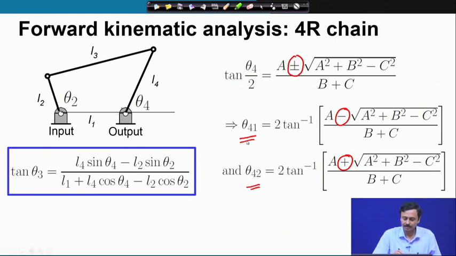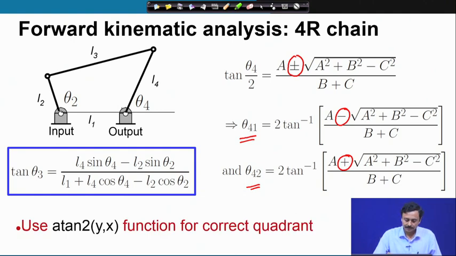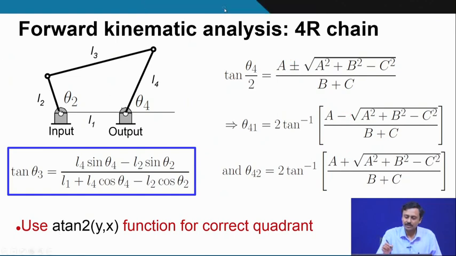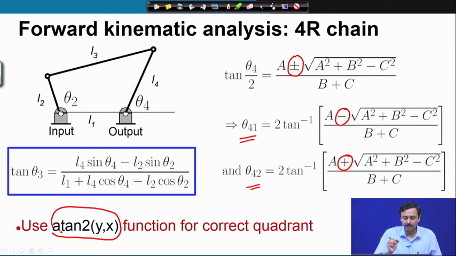So, once I have theta 4 1 and theta 4 2, I can solve for theta 3. So, for these two solutions, theta 4 1 and theta 4 2, I have two solutions of tan theta 3 or theta 3. Now, for inversion of tan, to get the correct quadrant of the angle, you need to use this function atan2. This is available in most programming languages and numerical softwares, atan2, or sometimes also known as arc tan 2, and it has two arguments y and x.